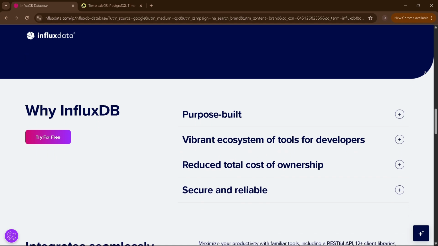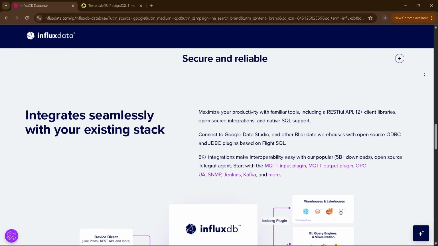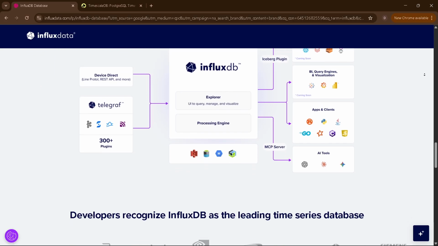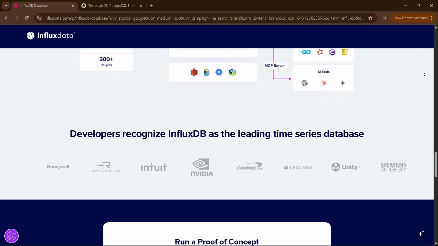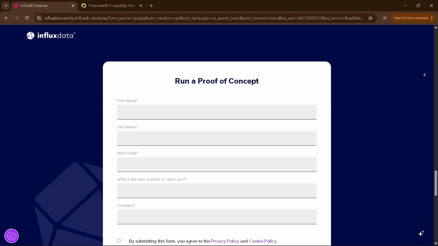TimescaleDB is more like an all-rounder. Because it's built inside PostgreSQL, it can do everything a normal database can do, plus time series tracking. It uses a similar structure of tables and columns. This makes it very easy to plug into existing apps or tools that your team is already using today.